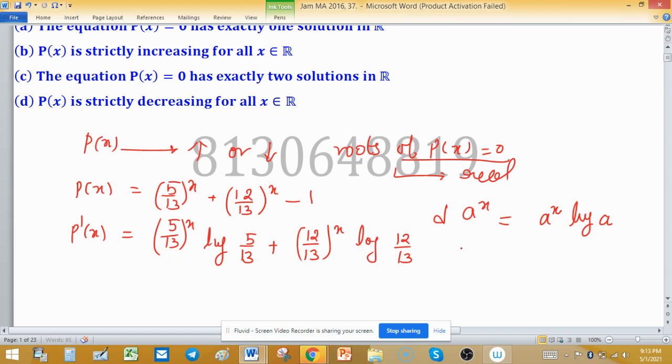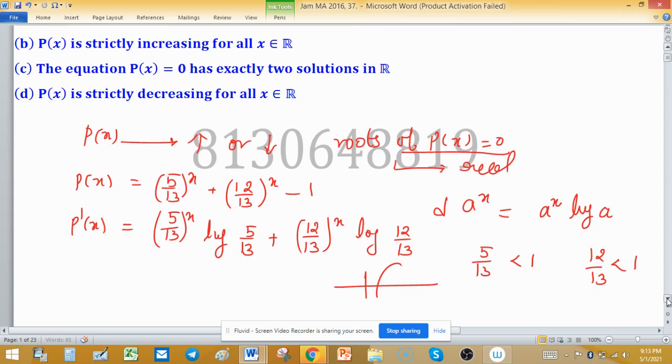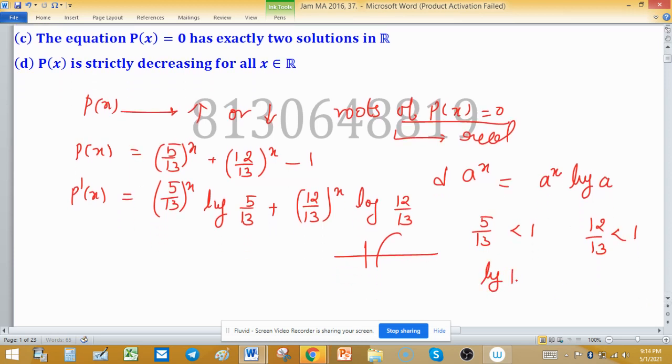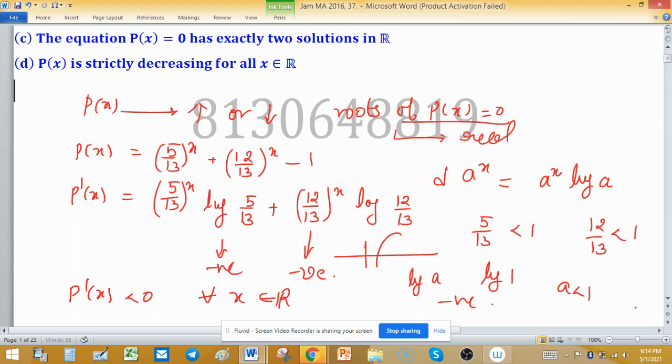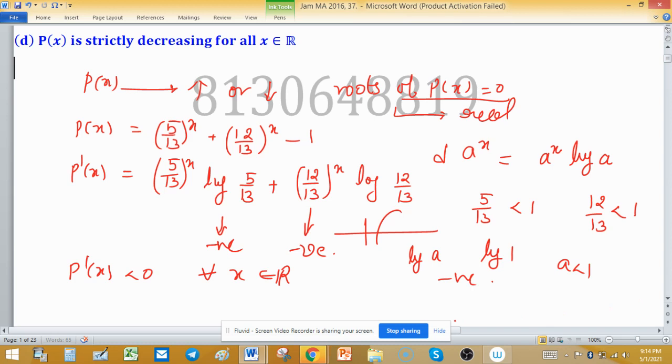As we know that 5/13 is less than 1, and 12/13 is also less than 1, and the graph of the log function goes like this, and the value at 1, log 1, is 0, and log a, when a is less than 1, is negative. So this is a negative value and this is a negative value. So the entire p'(x) is less than 0, and this is true for all real x, meaning p(x) is decreasing.